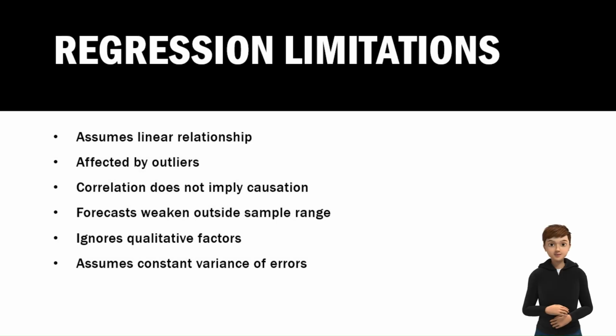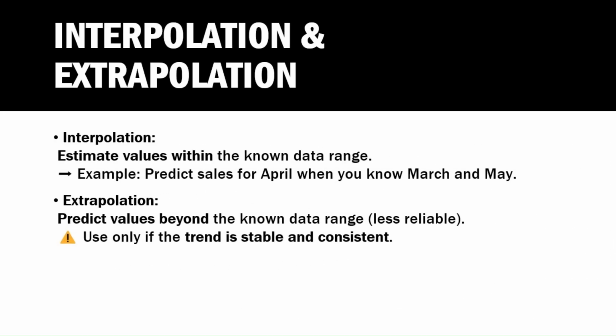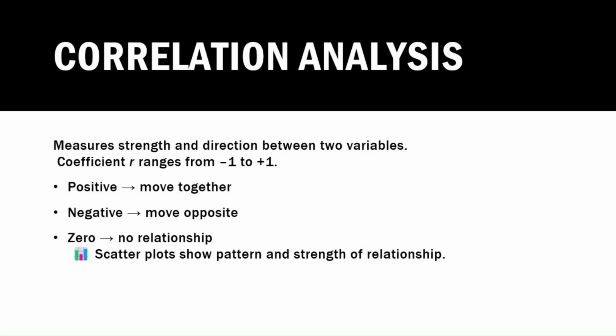Regression limitations. Regression assumes a straight-line relationship and can be skewed by outliers. Forecasts weaken outside the sample, and correlation never proves causation. Always support it with business judgment. Interpolation and extrapolation. Interpolation estimates values within known data, for example April sales between March and May. Extrapolation extends beyond known data, like forecasting next year's sales. Use only if the trend is stable.